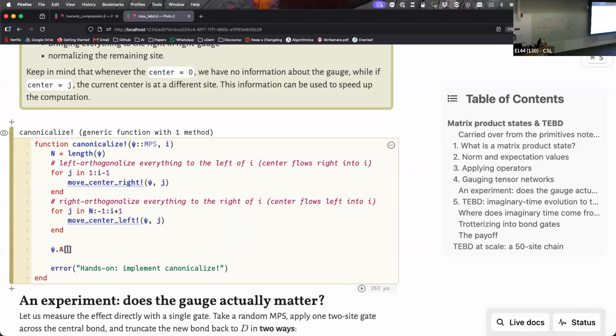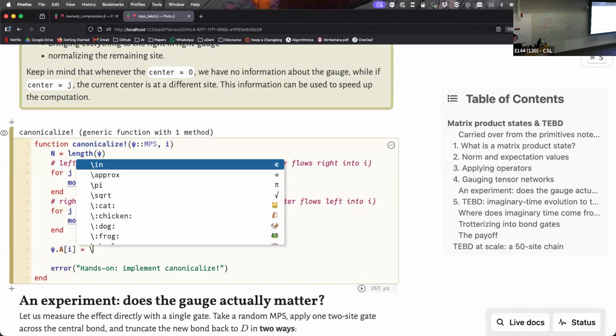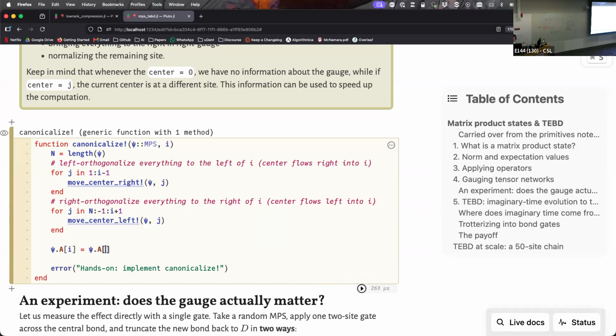Right. So let me write out together what we're doing. The very simple thing is doing exactly what I said: we start from the left. We do a for loop going from site 1 to site I minus 1, and we move the center right by 1. And then we do the exact same from the right. So we start from the end, we iterate backwards towards the specified I, and we move the center to the left.